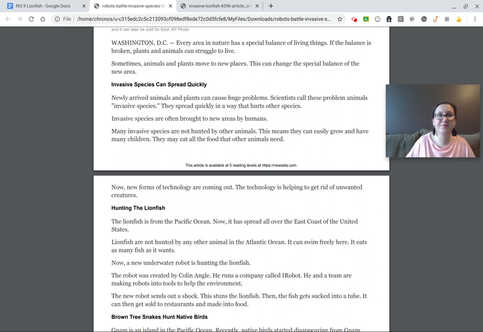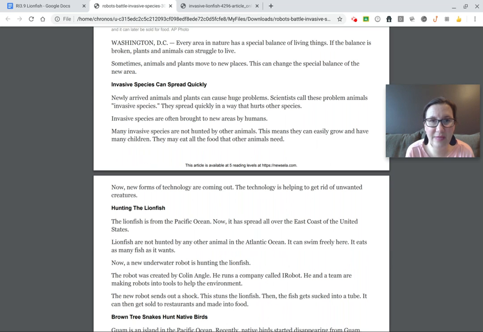Washington, D.C. Every area in nature has a special balance of living things. If the balance is broken, plants and animals can struggle to live. Sometimes animals and plants move to new places. This can change the special balance of the new area. Invasive species can spread quickly.